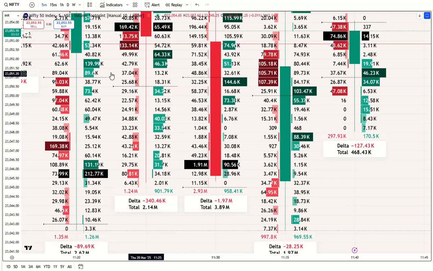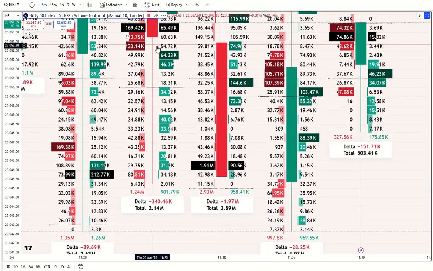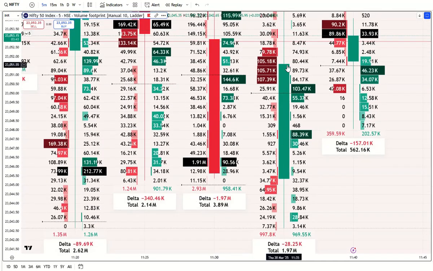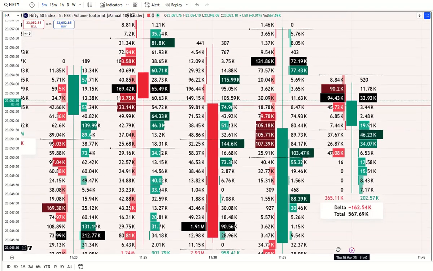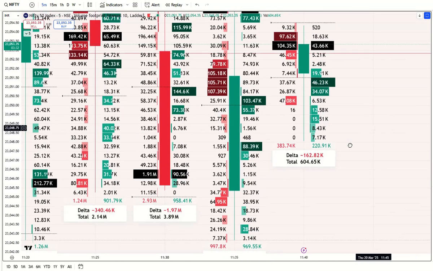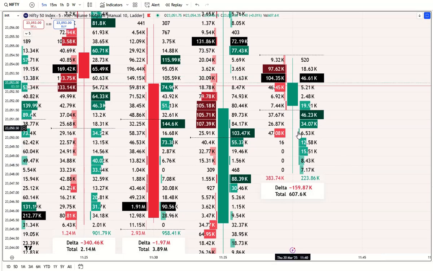Here, this is a red candle, and there is a good pullback, and the delta is only minus 340K. But here, the red candle delta is 197. This upside push, you see the green candle, the delta is only minus 28. Even the green candle has a net negative delta. Here, the current candle is green, but the delta is still negative.